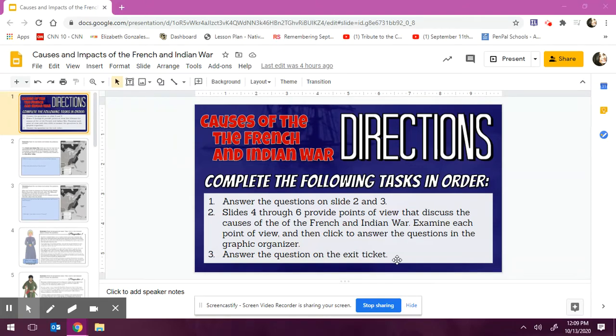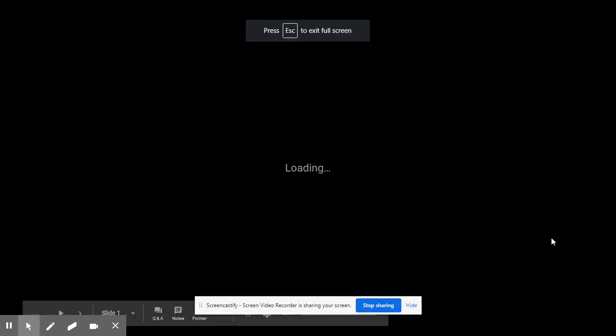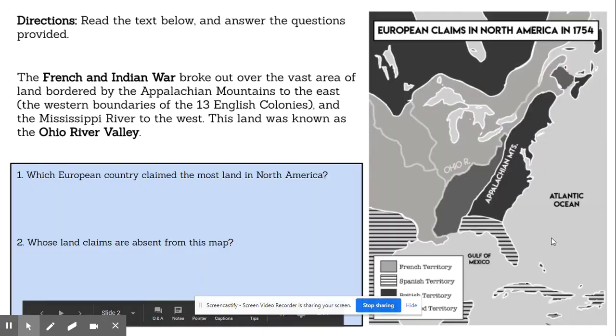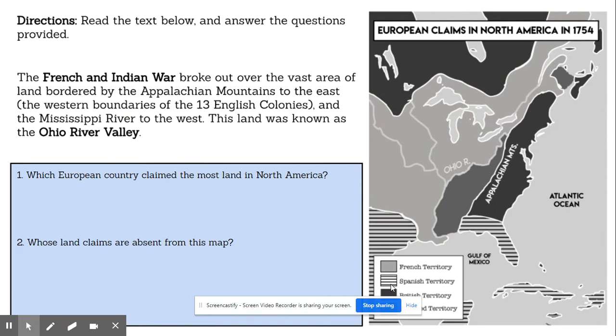Right, so we are getting ready to start our unit that's leading up to the Revolutionary War. And right now we're talking about the causes of the French and Indian War. So here are your directions. These are very similar to what we did for our last slide, where you go through and there's buttons that you can text or click, but pretty much it's put together.